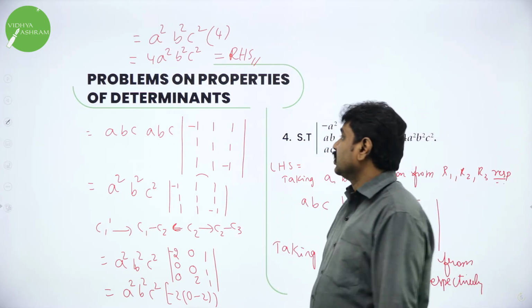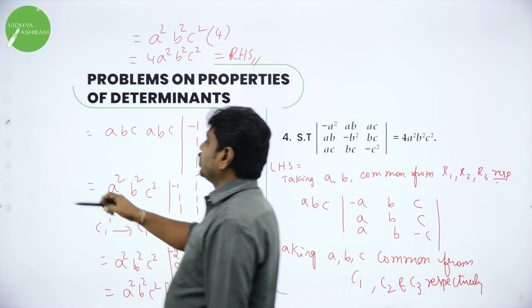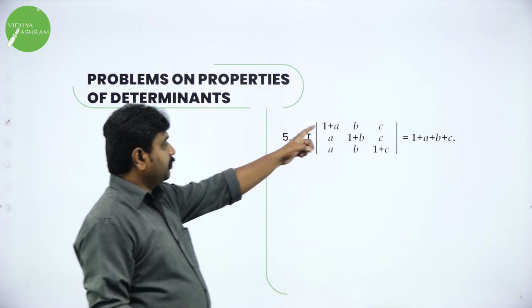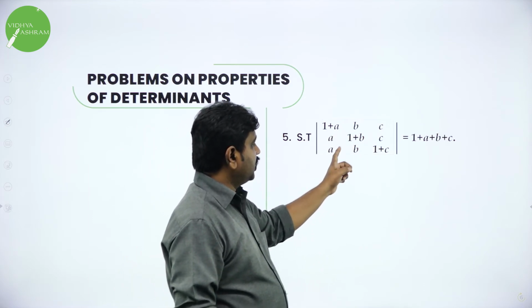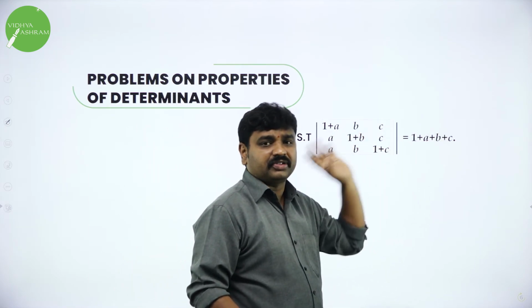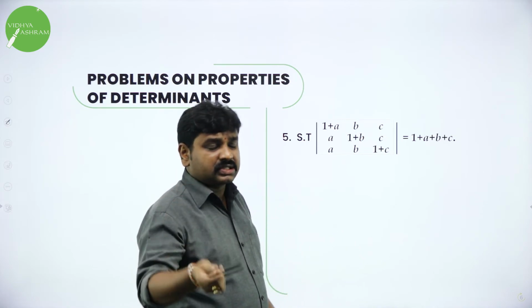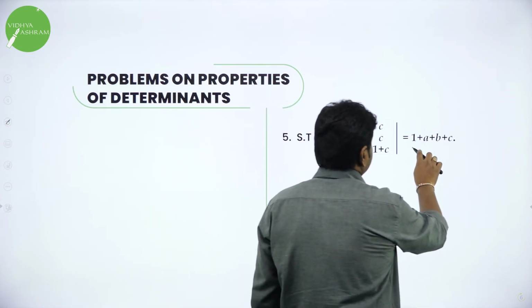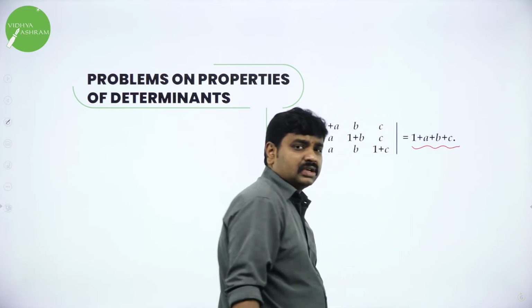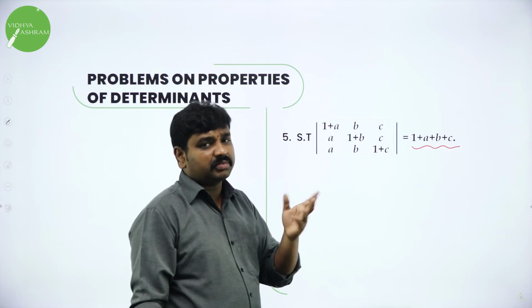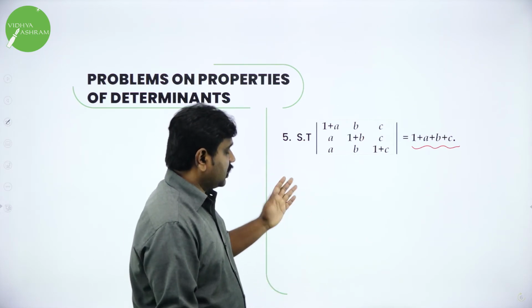Then we have another important problem, that is the determinant of 1 plus a, b, c, a, 1 plus b, c, a, b, 1 plus c is equal to 1 plus a plus b plus c. See, I told you people, the process depends on the RHS. In the RHS you have 1 plus a plus b plus c. If I want 1 plus a plus b plus c, I can do C1 dash is equal to C1 plus C2 plus C3, that is the only way.